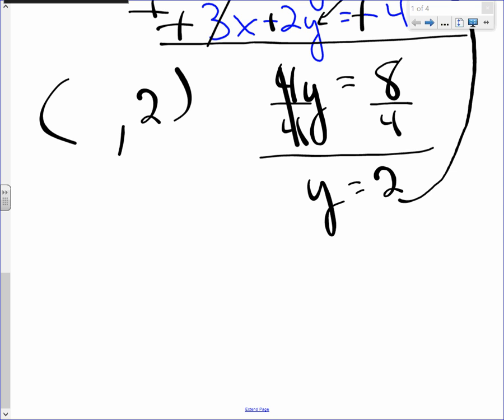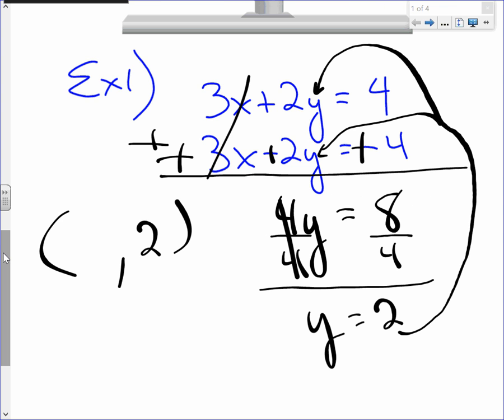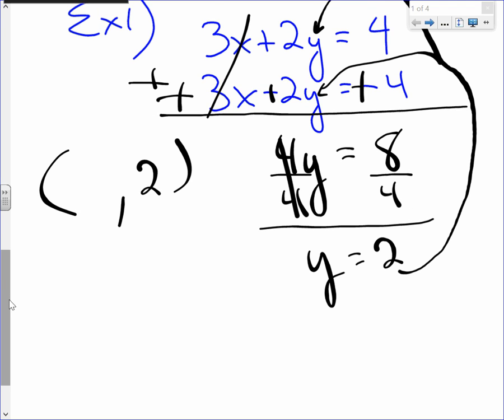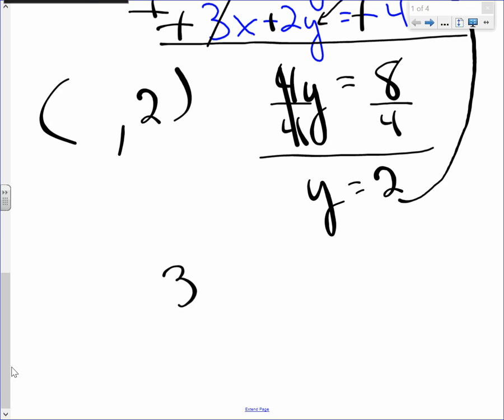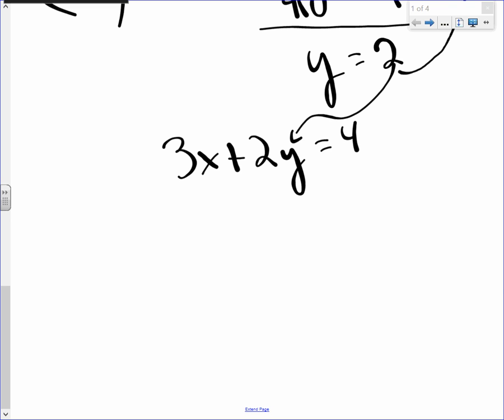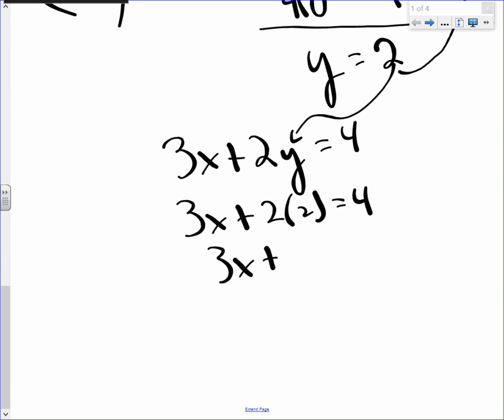y equals 2. Wherever I see y, I'm replacing it with 2. In either equation, I'm going to choose the top one. 3x plus 2y equals 4. That's the first equation of the system. I'm going to replace y with 2. Watch the magic. 3x plus 2 times 2 equals 4. So I got 3x plus 4 equals 4.